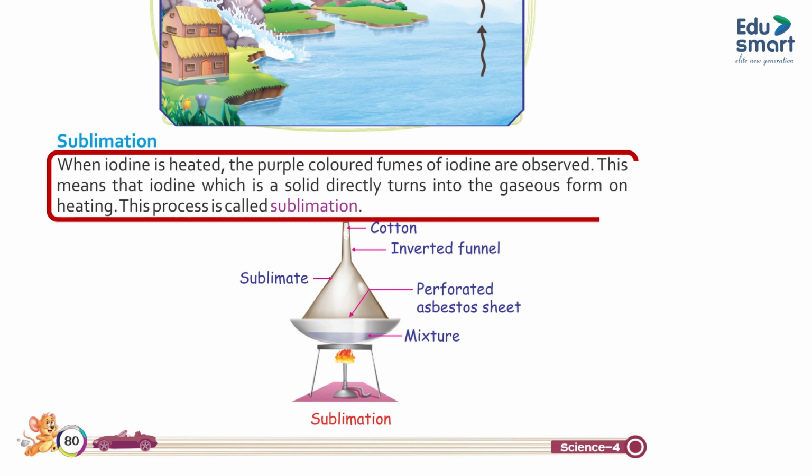Sublimation. When iodine is heated, the purple colored fumes of iodine are observed. This means that iodine, which is a solid, directly turns into the gaseous form on heating. This process is called sublimation.